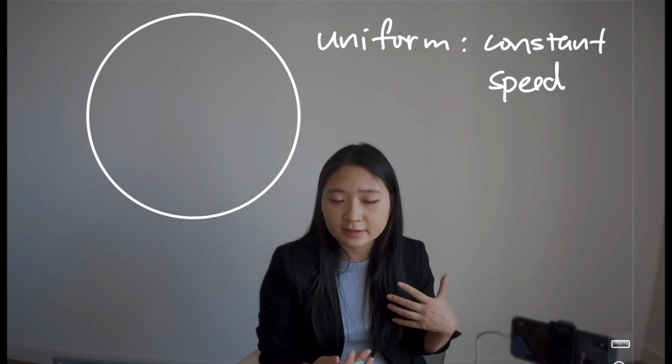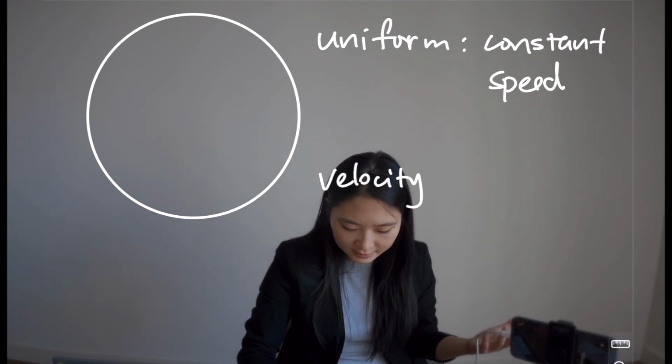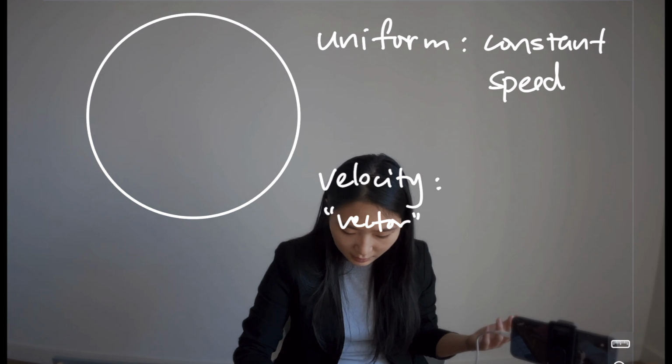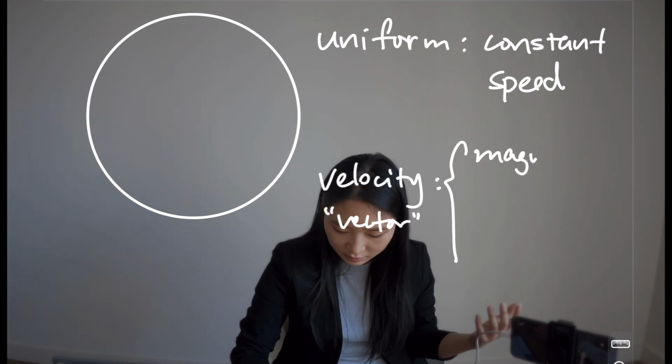Well, we know that the difference between speed and velocity is that velocity is a vector quantity, which means it comes with both magnitude and direction.